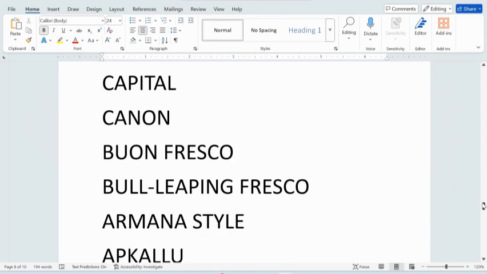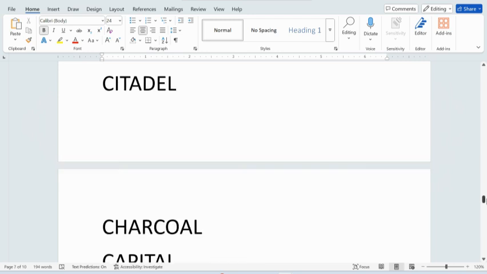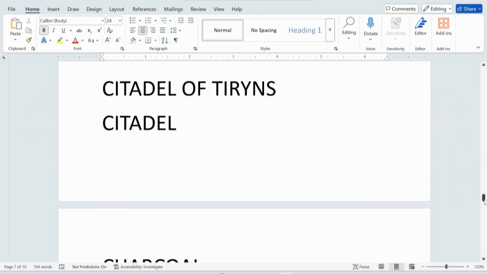A capital is the top of a column. Charcoal is what the Paleolithic artists used to draw black up on the wall. A citadel is a fortress. We looked at the citadel of Agamemnon. The citadel of Tiryns, that's the one that they thought was the citadel of Agamemnon.